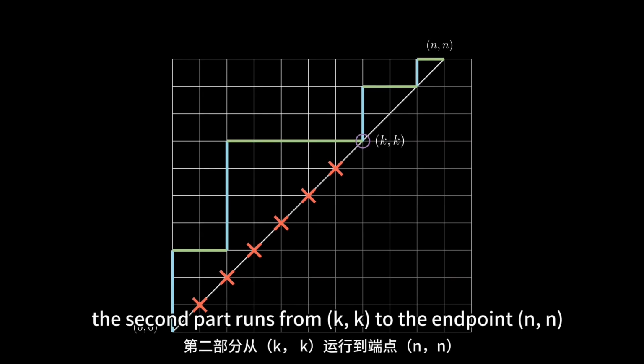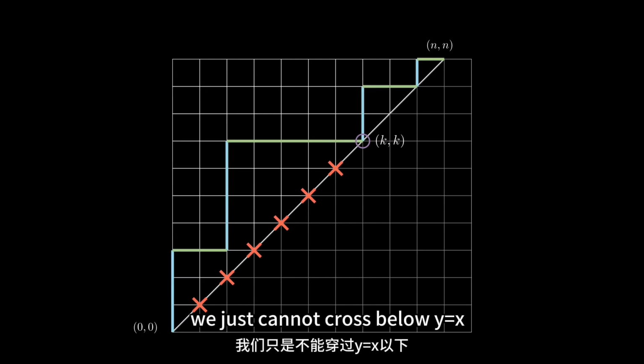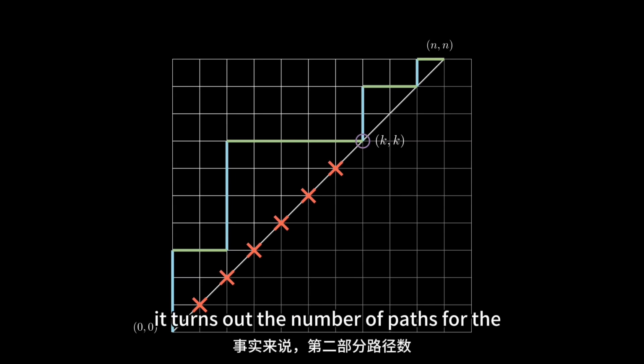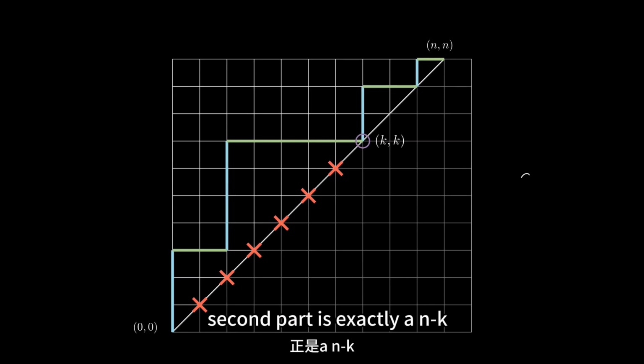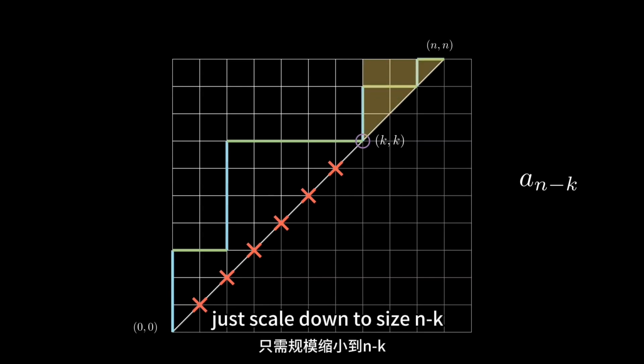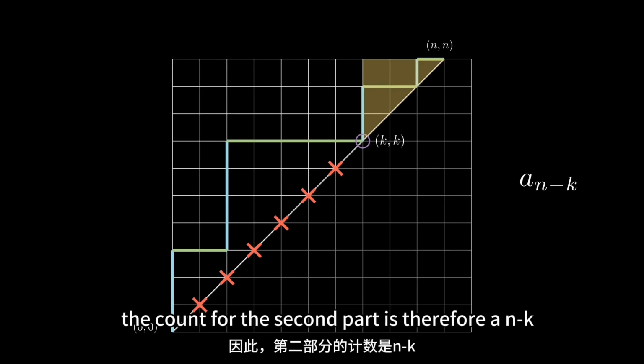The second part runs from k to the endpoint (n,n). Here the rule is different. We just cannot cross below y equals x, but touching the line is allowed. It turns out the number of paths for the second part is exactly a_{n-k}. The second part is exactly the same upper half region problem, just scaled down to size n minus k. From our definition, the count for the second part is therefore a_{n-k}.